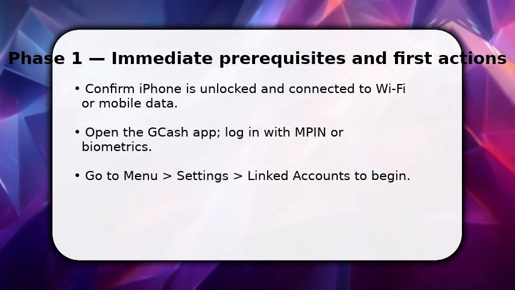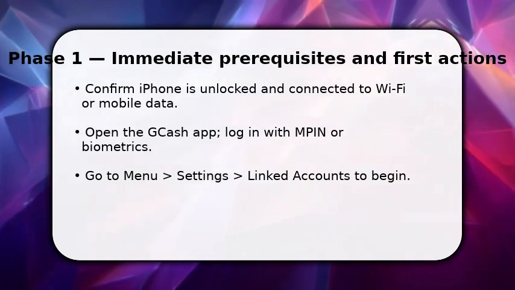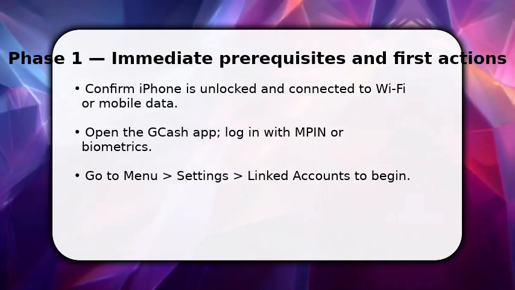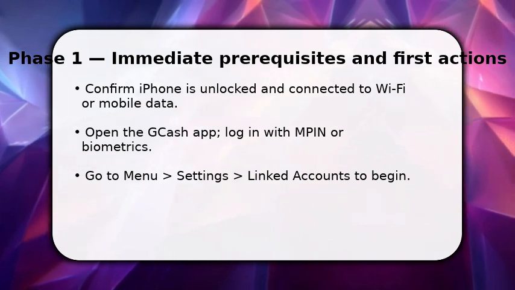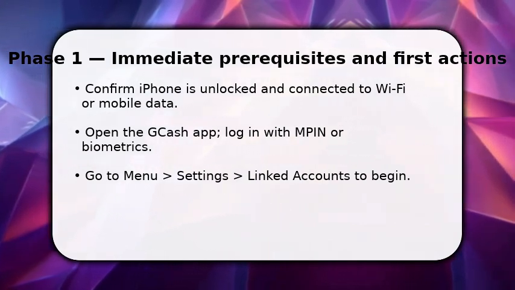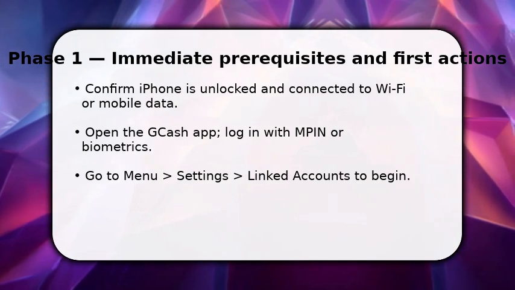Once logged in, tap Menu, then Settings, then Linked Accounts or Payment Methods. This is where recurring authorizations live. Make sure you know which card or bank you used. You'll need to identify the exact entry to stop future charges.